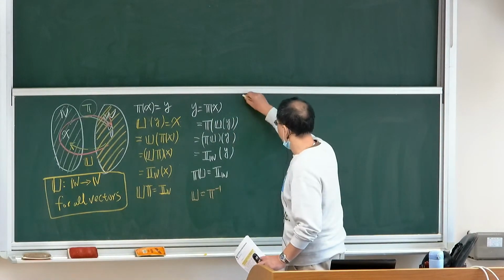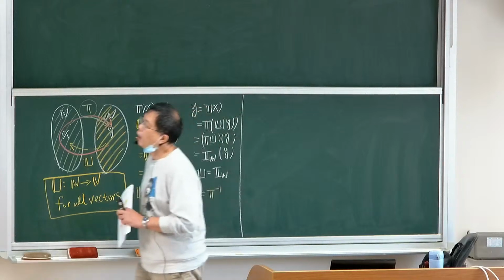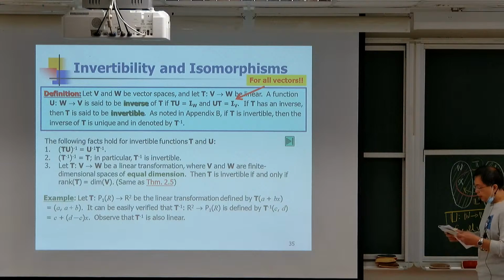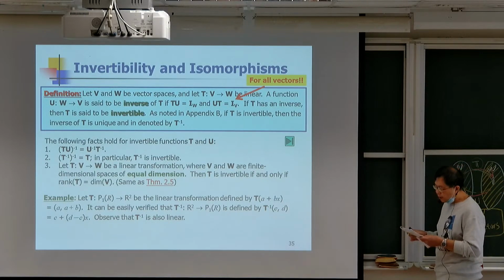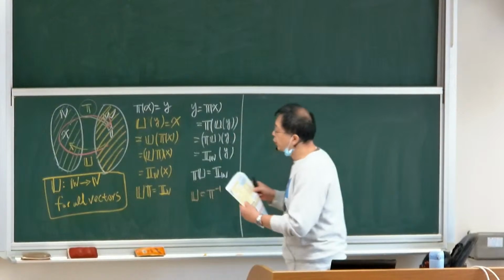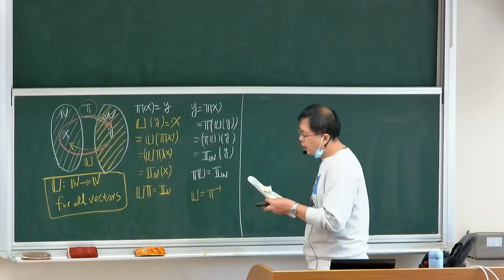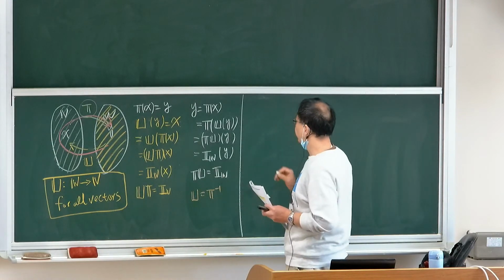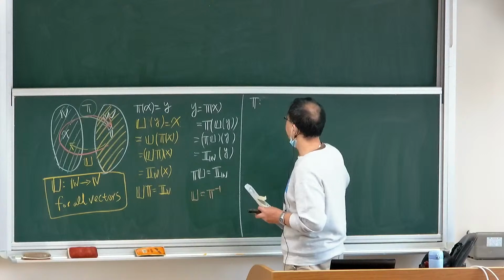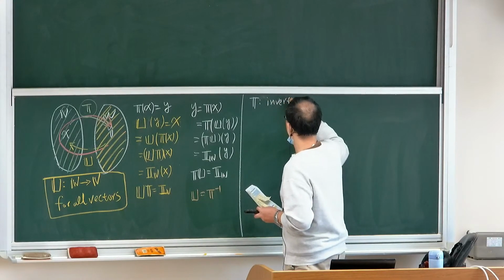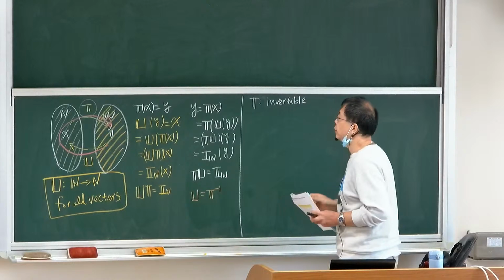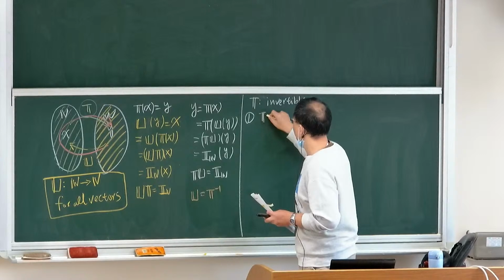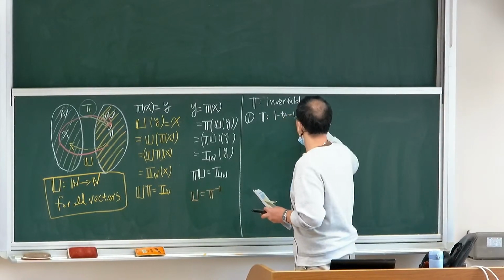From what we defined, we need to prove a lot of things here. First of all, if T is invertible, then the first thing we need to prove is that T should be 1 to 1 and onto.